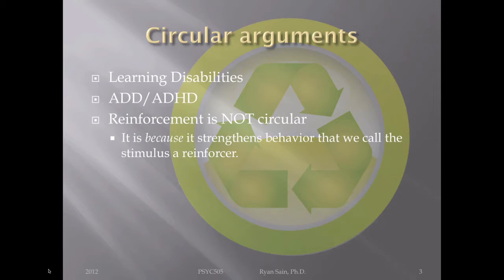It is because the reinforcer... Okay, here, let's back up. It's not circular simply because the reinforcer works because it strengthens behavior. In other words, we have to watch first. We know that if I add a reinforcer, something that is a real reinforcer, we've identified it as a reinforcer, then by definition it will have changed behavior. It is not a circular argument.